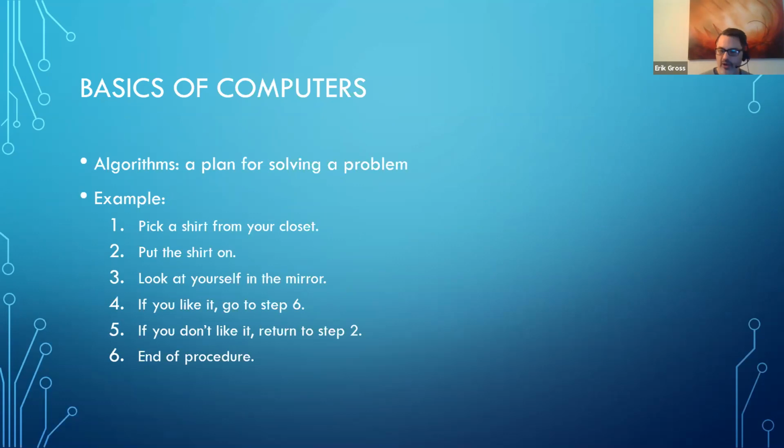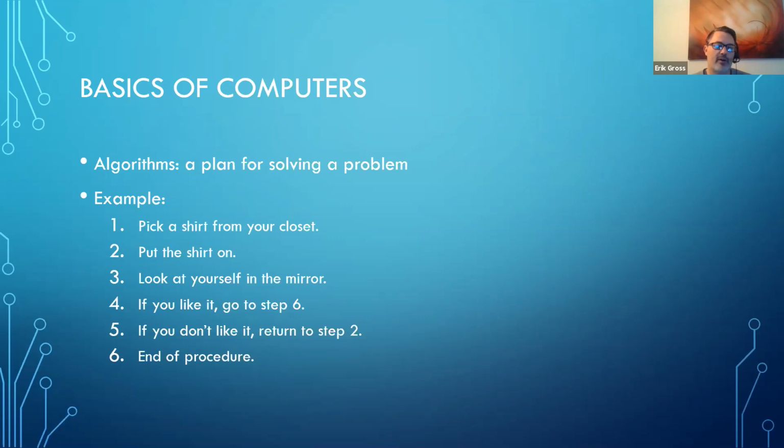Now, another quick thing. We're not going to spend a bunch of time on this: the concept of an algorithm. It's a plan for solving a problem. This is where we get into the idea of thinking like a computer. Computers do one thing at a time, and they do them in an exact order. This is an example. Pick a shirt from your closet, put the shirt on, look at yourself in the mirror. If you like the shirt, go to step 6, where you end everything. Well, you end this procedure. If you don't like it, go back to step 2.